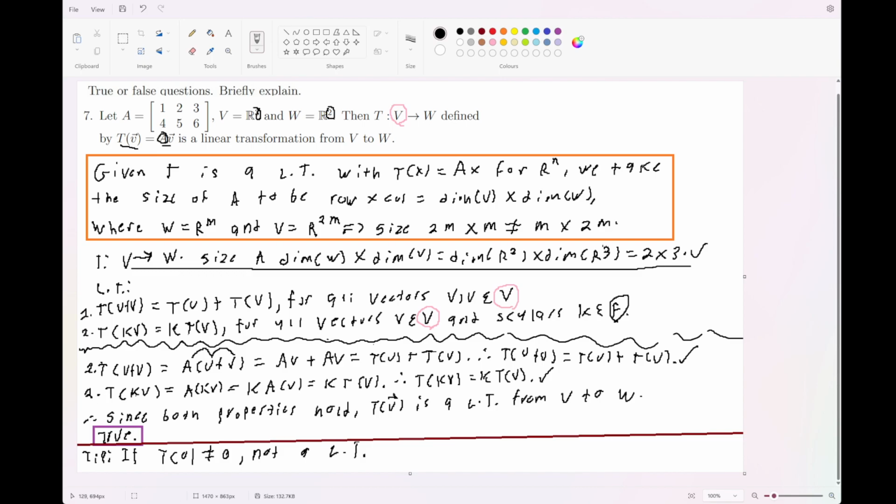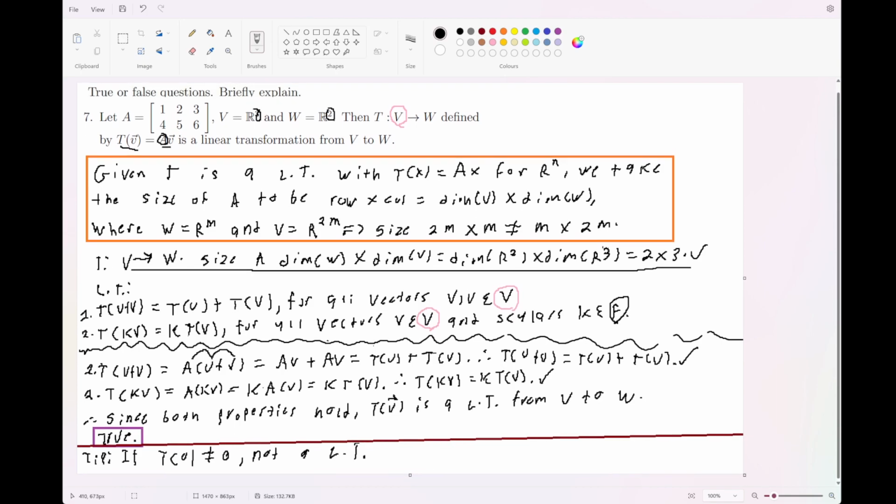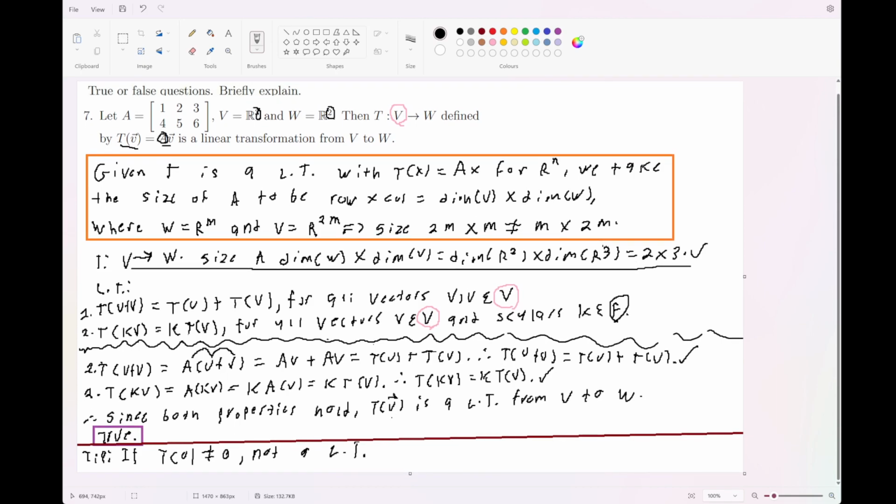The second one is T(kv) equals A(kv). Once again, we're just putting A where the T is, which is equal to kAv, and by our linear transformation definition, we can sub back in T for A, as we did up here as well, to get that T(kv) equals kT(v), so that property holds. And we say since both properties hold, T is a linear transformation from V to W, and so this is true.